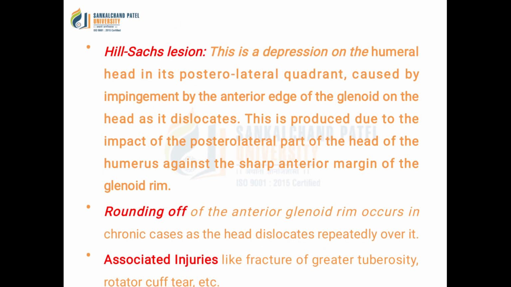Next is Hill-Sachs lesion. It is a depression on the humeral head in its posterolateral quadrant, caused by impingement by the anterior edge of the glenoid on the head as it dislocates. This is produced due to the impact of the posterolateral part of the head of the humerus against the sharp anterior margin of the glenoid rim. Third is rounding off. The anterior glenoid rim occurs in chronic cases as the head dislocates repeatedly over it. Fourth is associated injuries like fracture of the greater tuberosity, rotator cuff injury, etc.